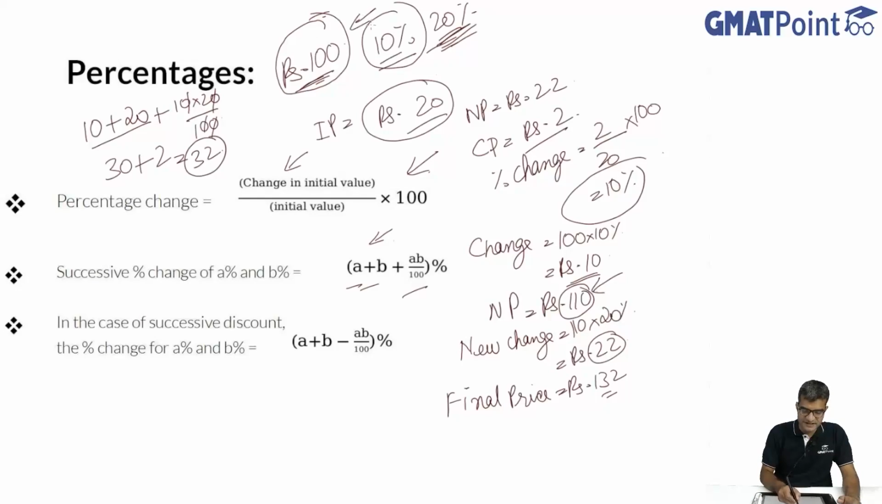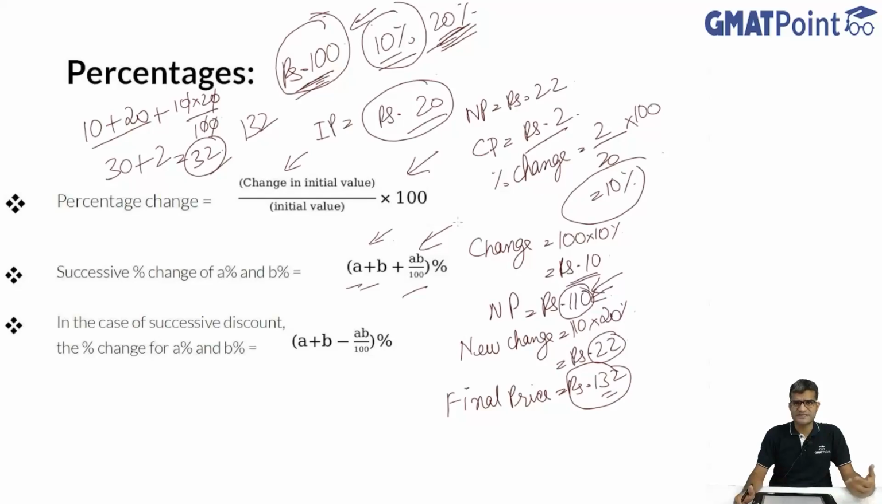The initial price is 100. Therefore, the final price will be 100 plus 32, which is 132, which is exactly what we got if we went step by step. If we initially calculated that it is 110 and after that we calculated that it is 132. But if you use this formula, that is, if there is a successive price change of A% and B%, the total change of this combined A% and B% change, one after the other, will be A plus B plus A into B divided by 100.